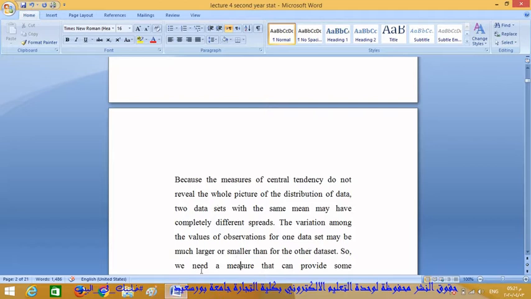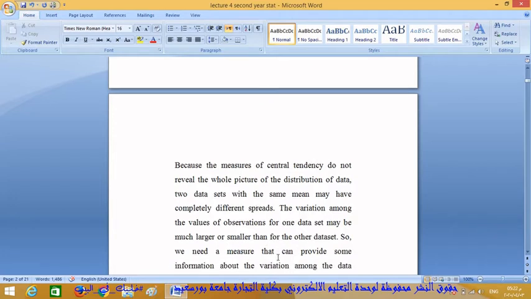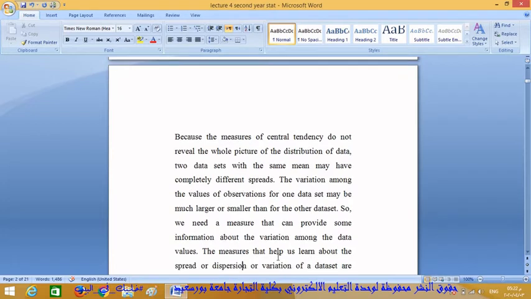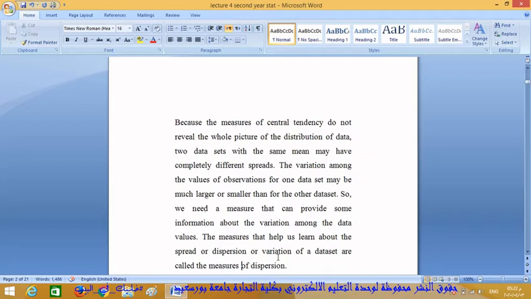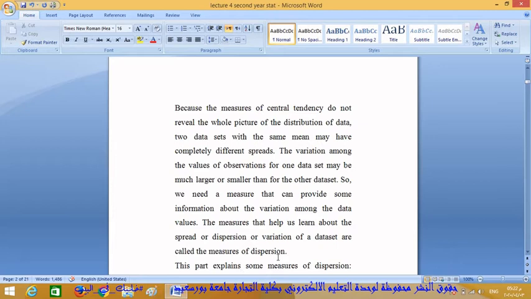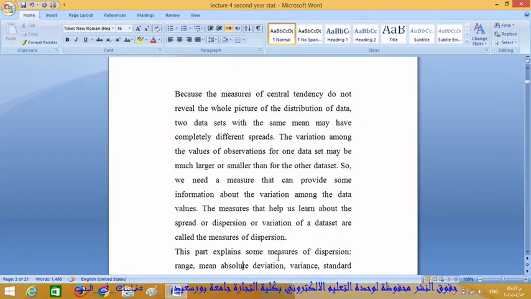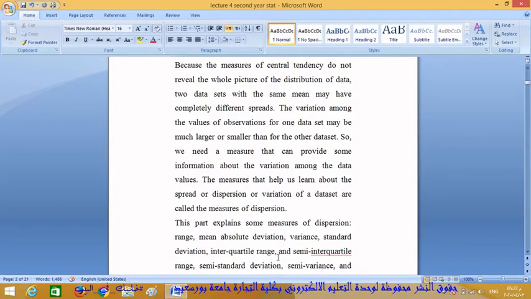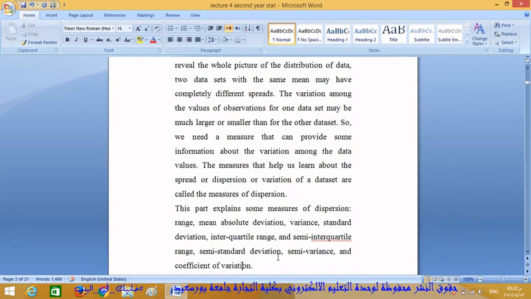So we need a measure that can provide some information about the variation among the data values. The measures that help us learn about the spread or dispersion or variation of a data set are called the measures of dispersion. So this part of the chapter explains some measures of dispersion, for example, range, mean absolute deviation, variance, standard deviation, interquartile range, and semi-interquartile range, semi-standard deviation and semi-variance, and coefficient of variation.